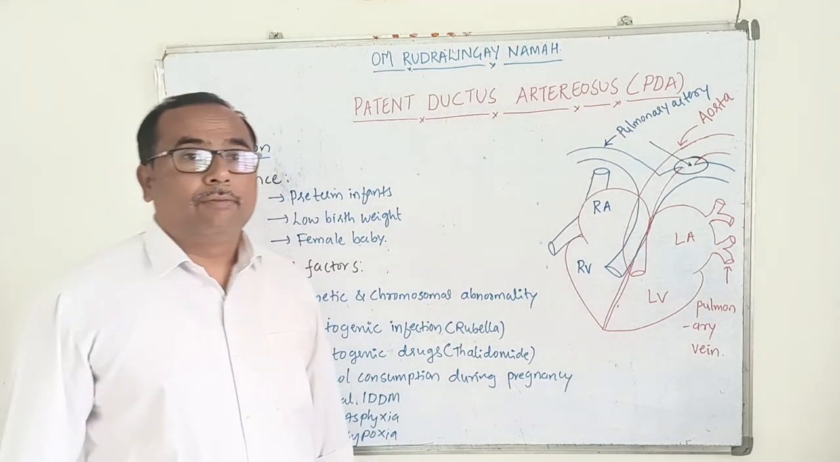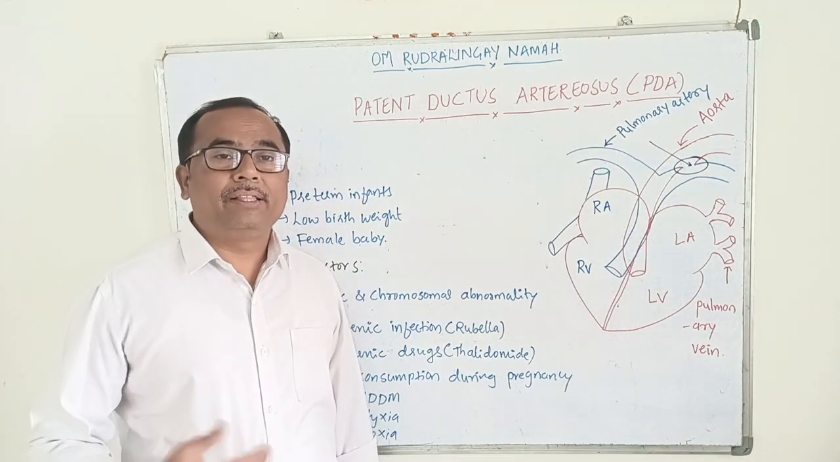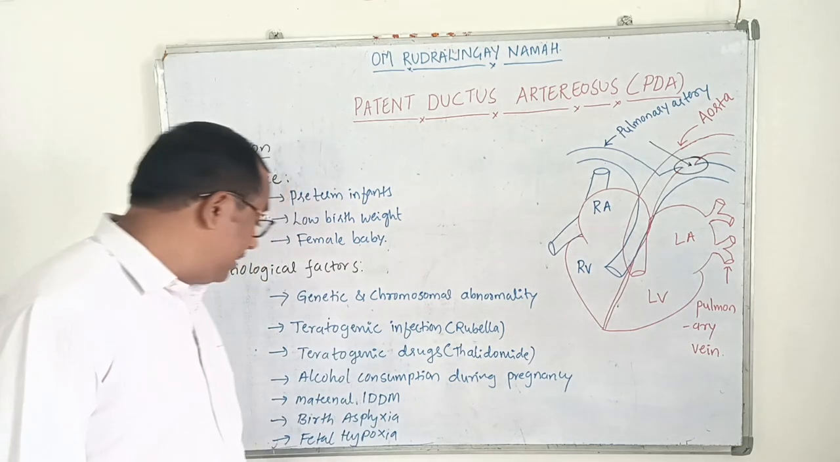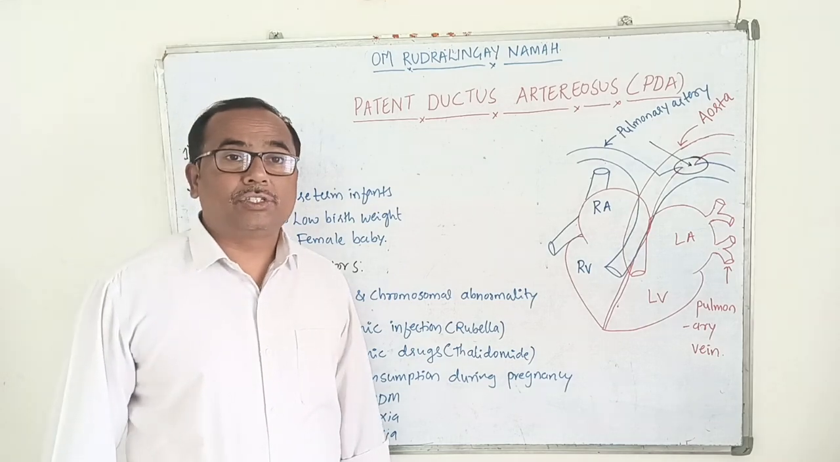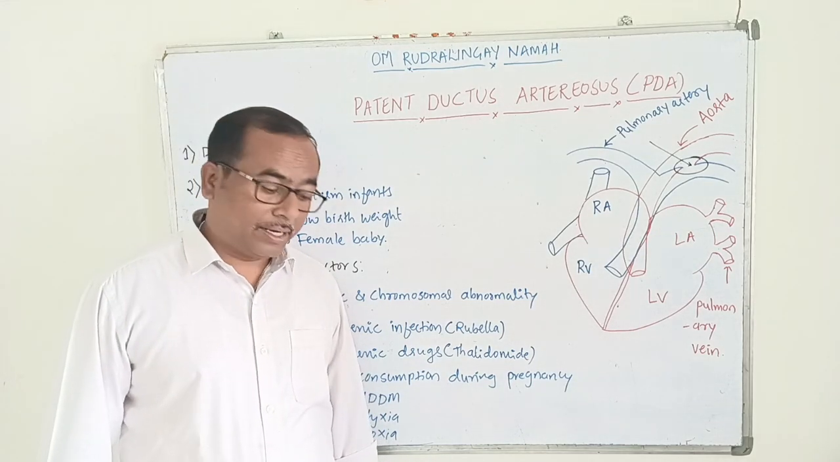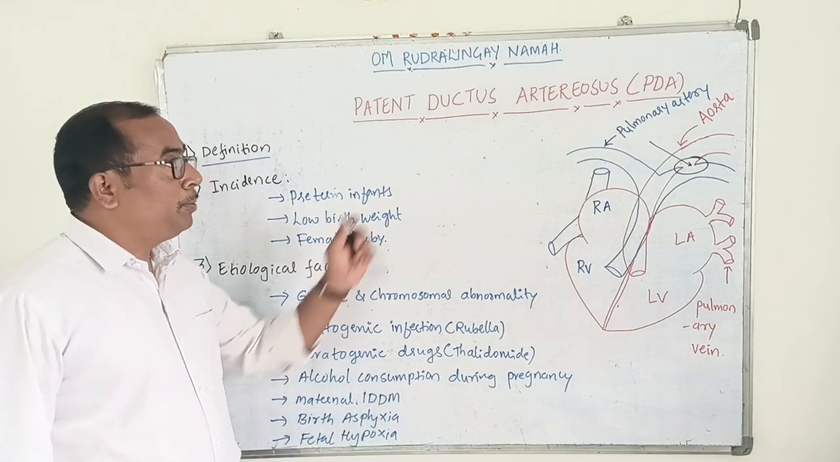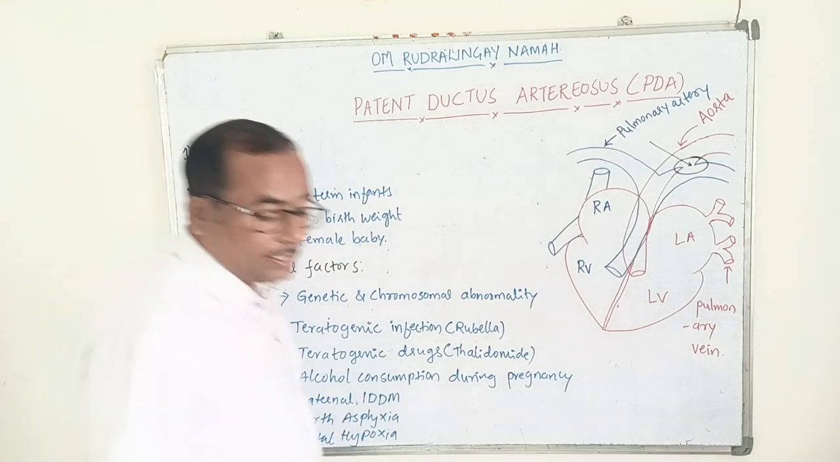Birth asphyxia, when the baby is unable to establish breathing after birth. Fetal hypoxia, that is decreased oxygen supply to the fetus during pregnancy. So these are all the etiological factors contributing to the development of patent ductus arteriosus.